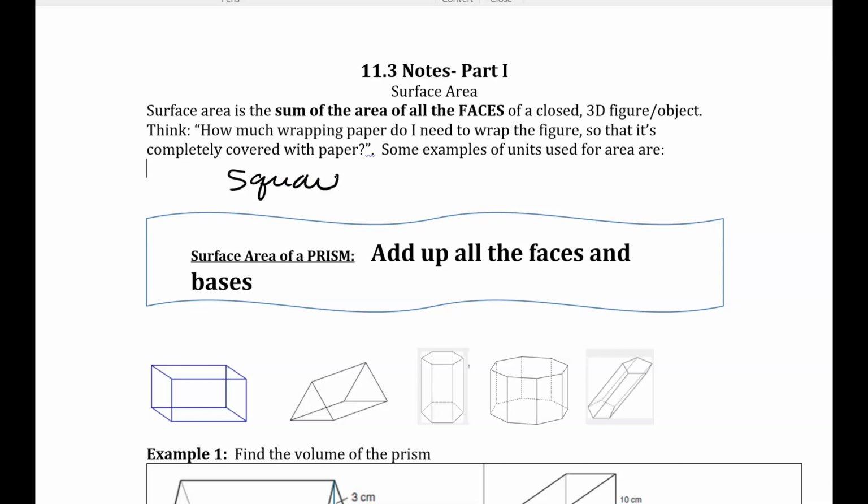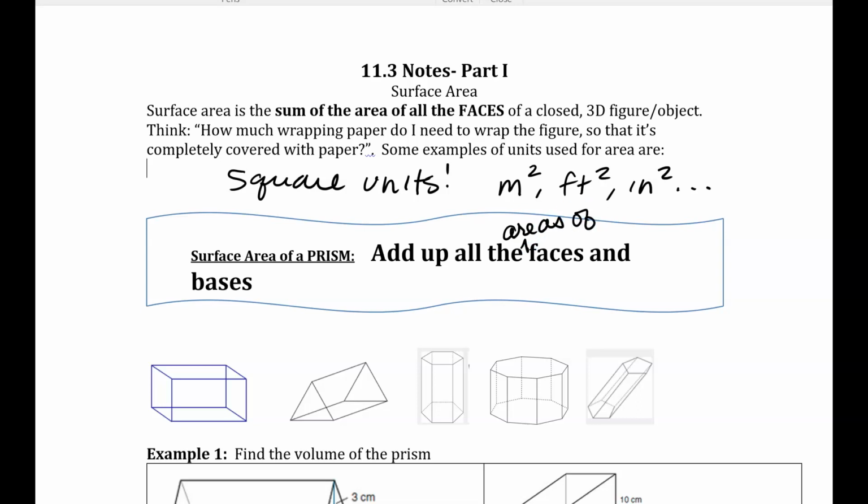Because we're finding area, we're going to be working in square units. That's an important thing to note. Square units are units like square meters, square feet, square inches, etc. We're going to start by talking about the surface area of a prism, but you're going to find that with all of these figures, all we're doing is breaking it apart and adding up the areas of all the parts. So add up all the areas of the faces and bases.